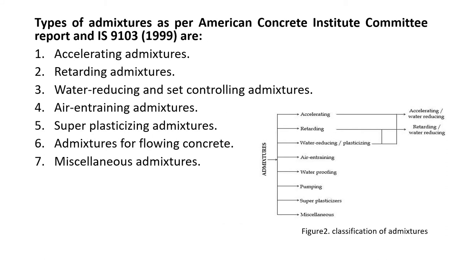Types of admixtures as per the American Concrete Institute Committee report: accelerating admixtures, retarding admixtures, water reducing and set controlling admixtures, air entraining admixtures, superplasticizing admixtures, admixtures for flowing concrete, and miscellaneous admixtures.